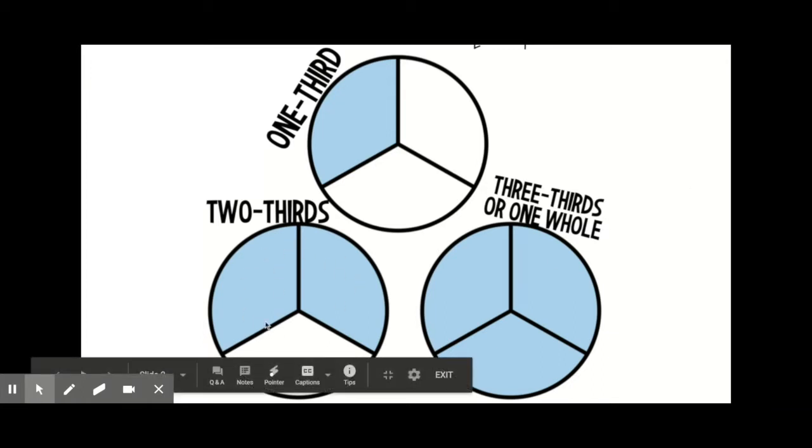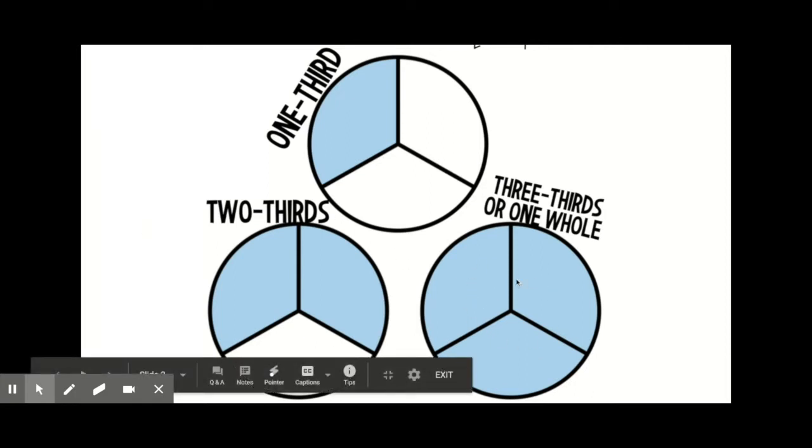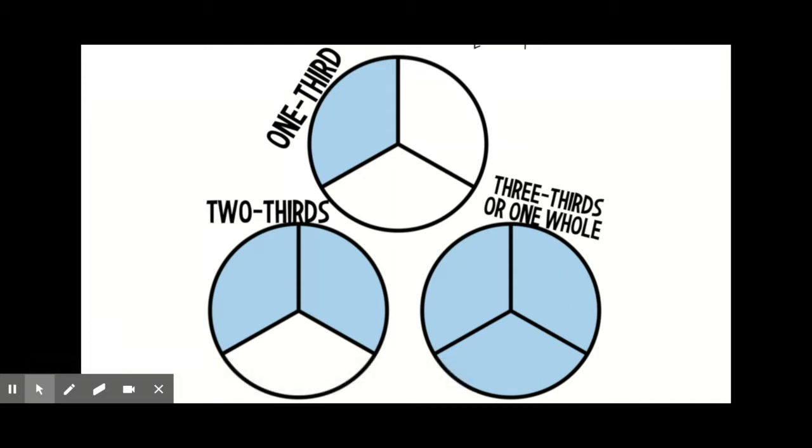In this circle, we can see that it is divided into three equal parts or thirds, and two of those parts are shaded in. So this is 2/3. And then finally, we can see that in this circle, all three parts are shaded in. And since those three equal parts are shaded in, it equals 3/3 or 1.